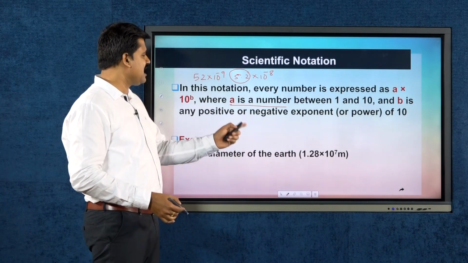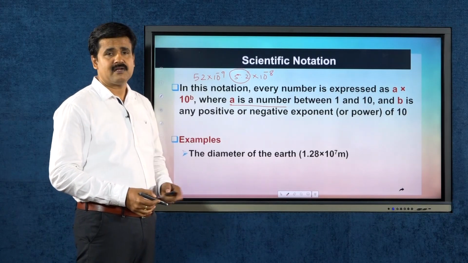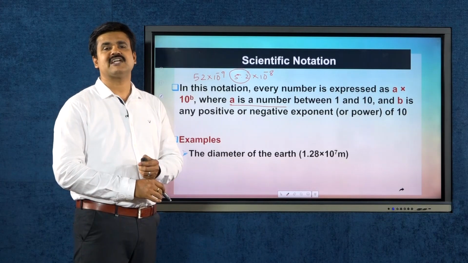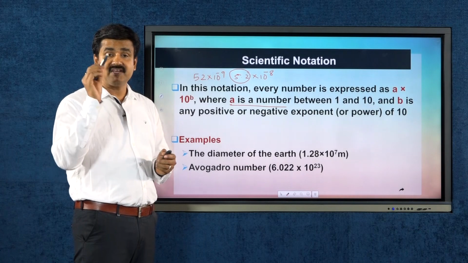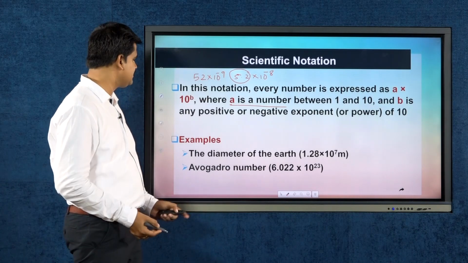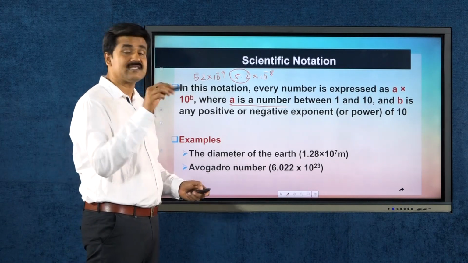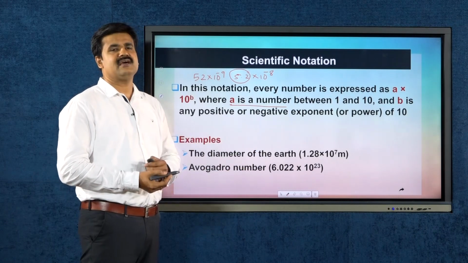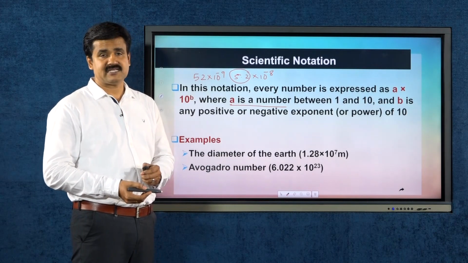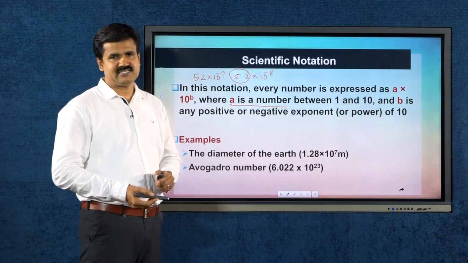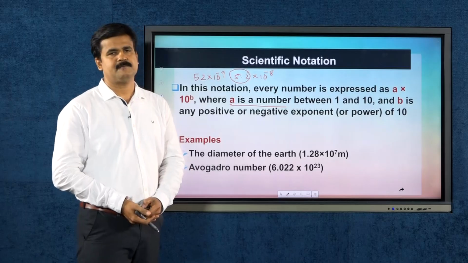Here is the diameter of the earth. Earth is a very big body. Its diameter is a very big number. It can be expressed as 1.28 into 10 raised to 7 meter. Now, Avogadro number, which is a very popular number to every chemist, every chemistry student, every chemistry teacher. Avogadro number is the number of particles present in 1 mole of a substance. You are familiar with that. It is abbreviated as N0. It can be represented in scientific notation like this: 6.022 into 10 to the power 23. Here, the power of 10 is a positive quantity. So, these are about the scientific notation.